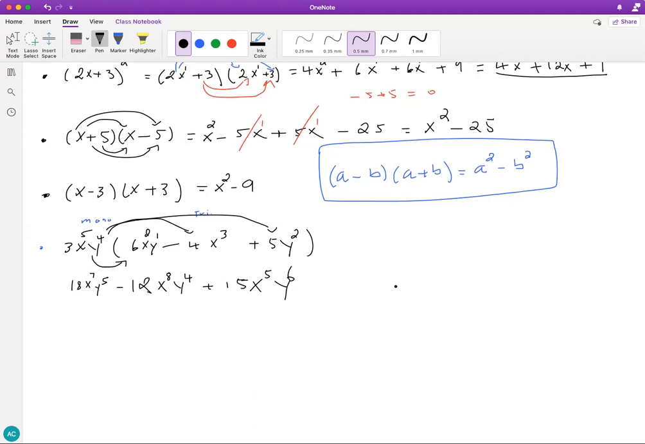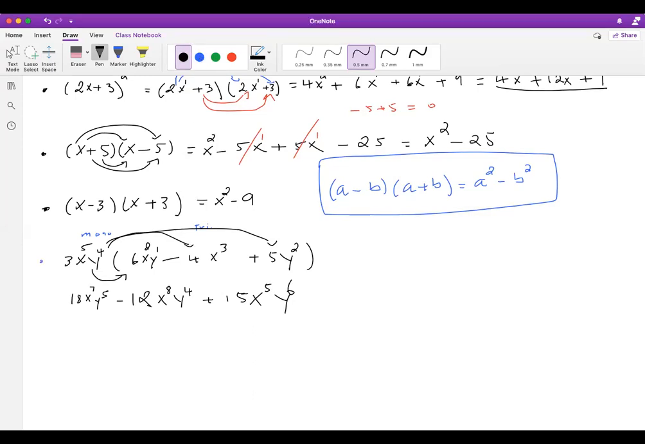Okay, that's pretty much it for this lesson of multiplying polynomials. You'll see plenty of practice problems in the homework about this. So practice as much as possible, get used to it.